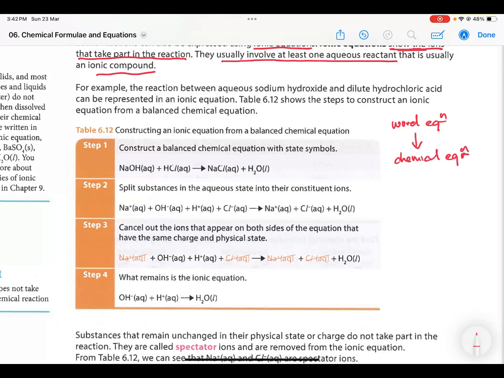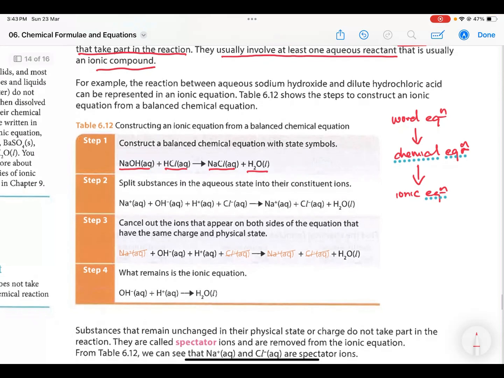Okay, and from your word chemical equation, then you can get your ionic equation. There's really no simple way to just jump to the end. So let's look at this example here. I have aqueous sodium hydroxide plus hydrochloric acid, HCl. Then it becomes aqueous sodium chloride solution and then H2O liquid.